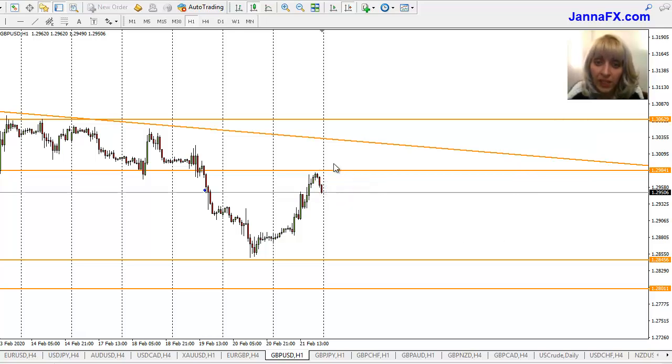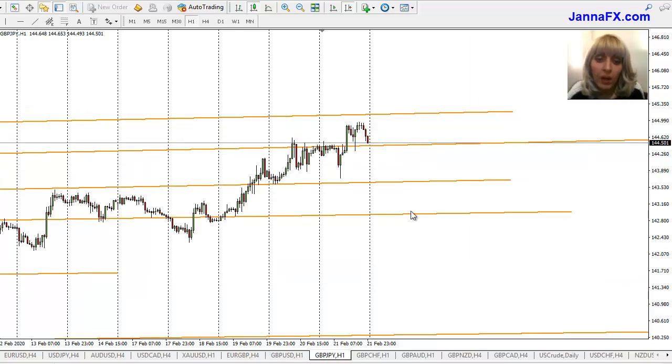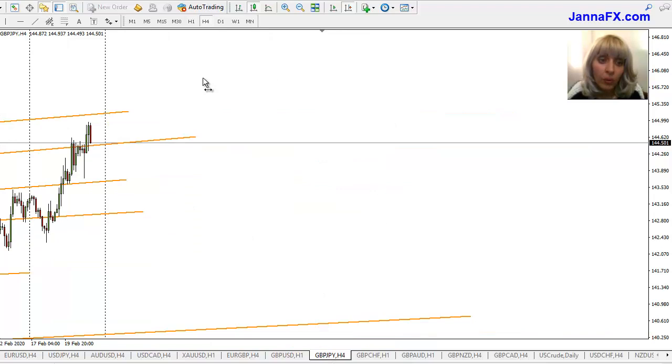So that's what I'm saying right now, waiting to see what it is going to do. Jump in, stay underneath, or continue the way down. So that's my view on the pound dollar. Pound yen, we'll go on the 4-hour chart.